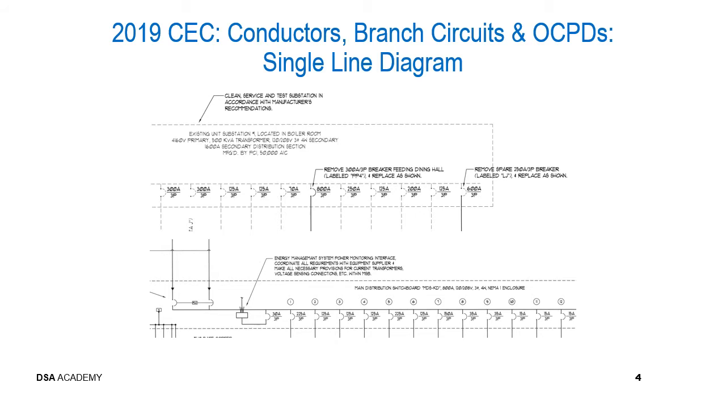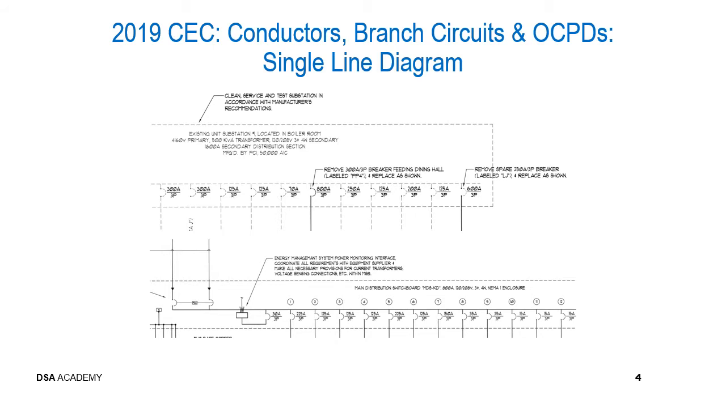So, what you're going to need to do is obviously get a copy of the manufacturer's recommendations for cleaning, servicing, and testing that particular substation, which is located in the boiler room, and it's a 4160 volt primary with a 500 kVA, 120/208 volt, 3-phase 4-wire secondary, 1600 amp secondary distribution section. Obviously, one of my first recommendations would be when you go into this area, keep both hands in your pockets. Do not touch anything.